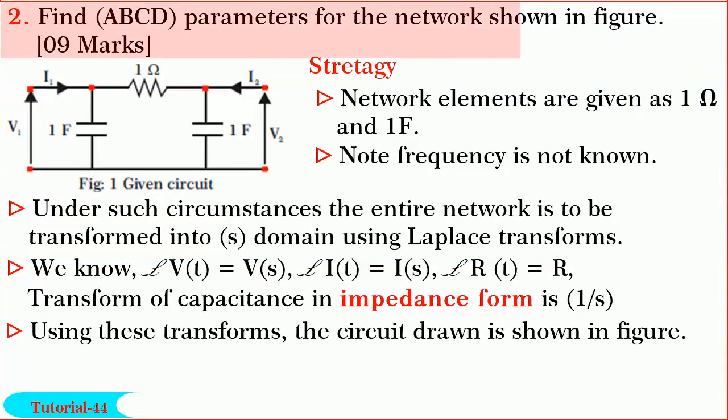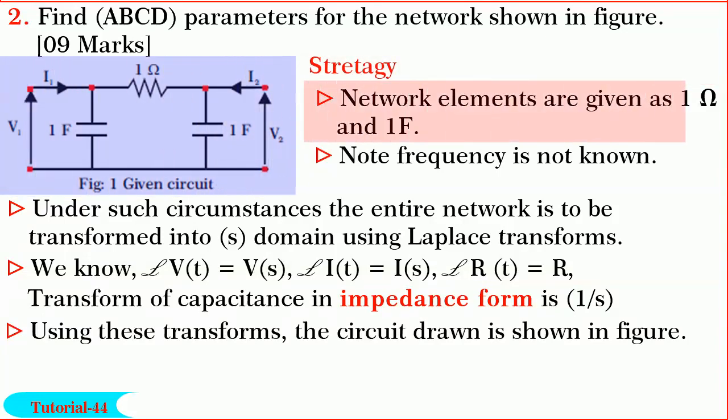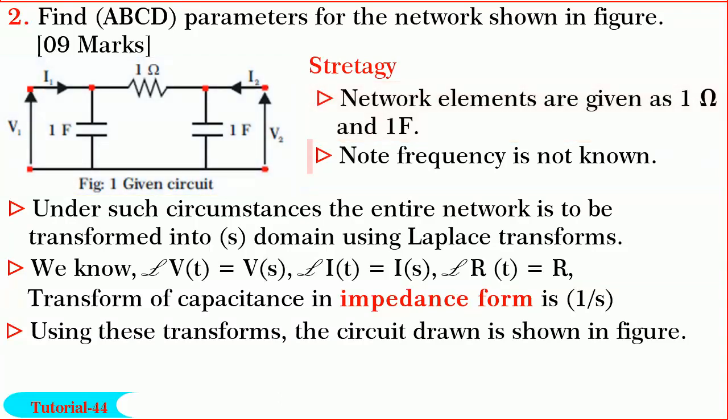Friends, next we shall solve the problem on two-port networks to find ABCD parameters. First, let me discuss the strategy and thinking process. Observe the given network. It is a simple pi network, but the network elements are given as 1 ohm and 1 farad. Note that the frequency is not known. So, under such circumstances, we need to transform the entire network into the S domain using Laplace transforms.